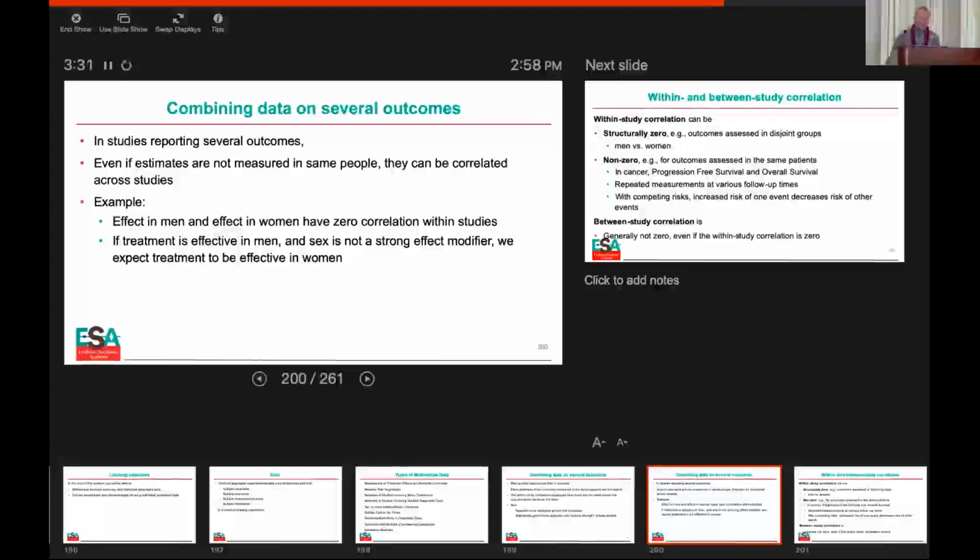So in studies reporting several outcomes, even if the estimates aren't measured on the same people, they can be correlated across studies. So for example, the effect in men and the effect in women might have zero correlation within study, but if the treatment is effective in men, and if sex is not a strong effect modifier, we also expect treatment to be effective in women.